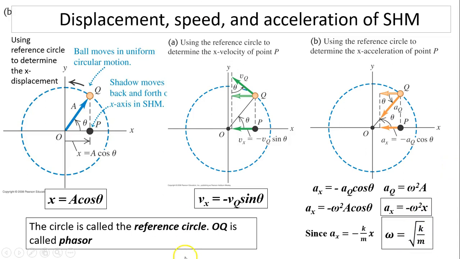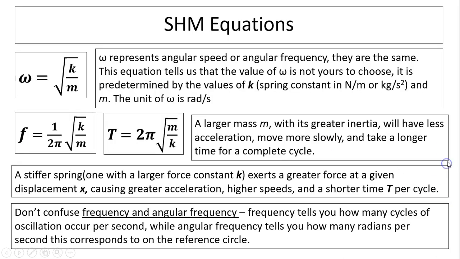So these are the three equations for displacement, velocity, and acceleration. From here, we also found angular frequency or angular speed. Omega equals the square root of k over m. Omega represents angular speed on the circle, and angular frequency for simple harmonic motion. Basically, they are the same thing.